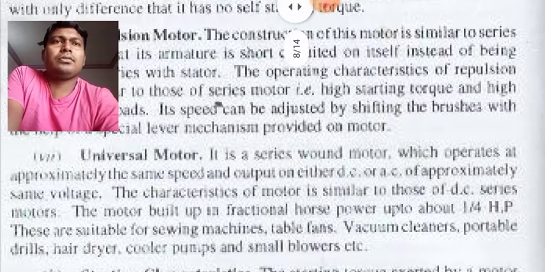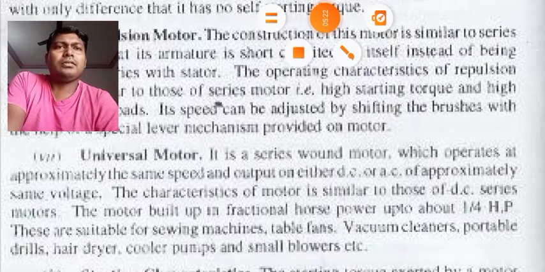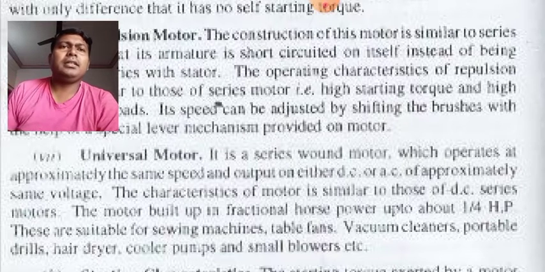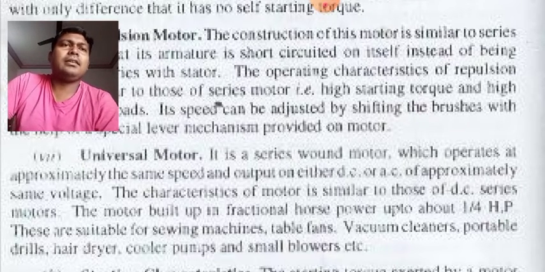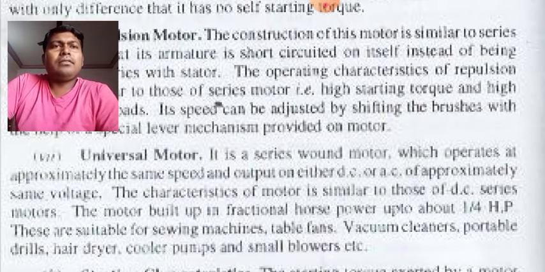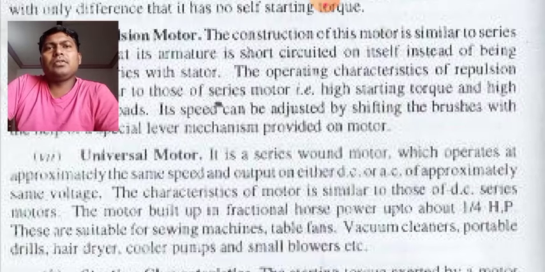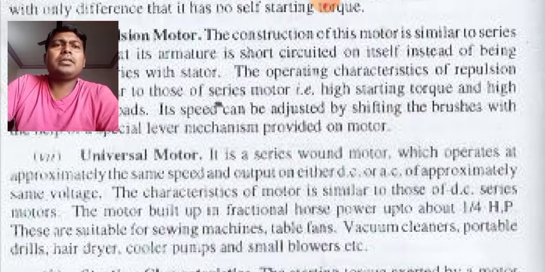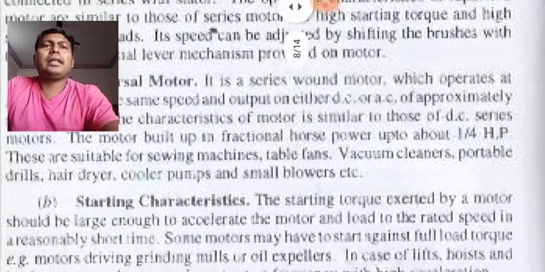Universal motor. Students, the universal motor is a series wound motor which operates at approximately the same speed and output on either DC or AC of approximately the same voltage. The characteristics of the motor are similar to those of a DC series motor. The motors are built in fractional horsepower ratings, up to 1/4 HP or 250 watts. These are suitable for sewing machines, table fans, vacuum cleaners, portable drills, hair dryers, cooler pumps, small blowers, etc.